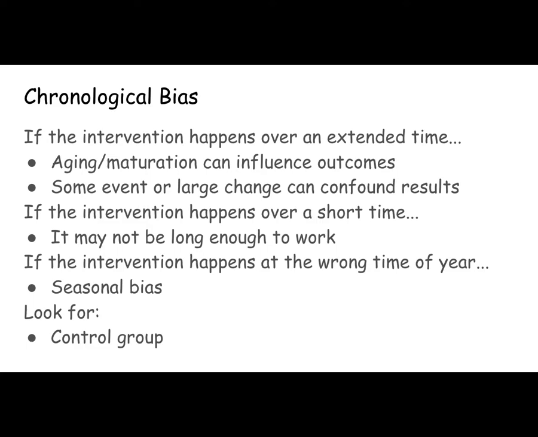Chronological bias, these are events that happen just because of the passage of time. So if an intervention happens over the course of 6 months or a year, is aging or maturation going to be a problem? So for studies of young kids, right? A year is a long time in the life of a 5-year-old. So you need to consider that when you're looking at, did my intervention cause a change in this child?